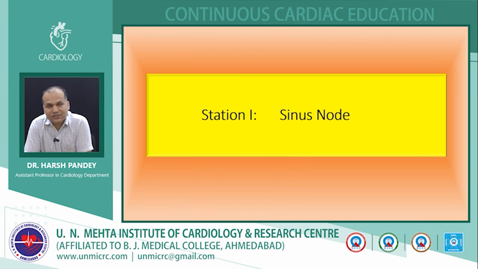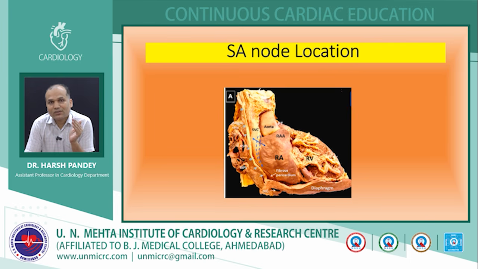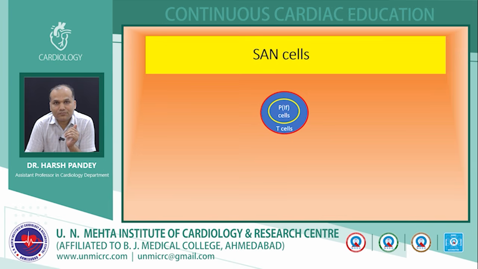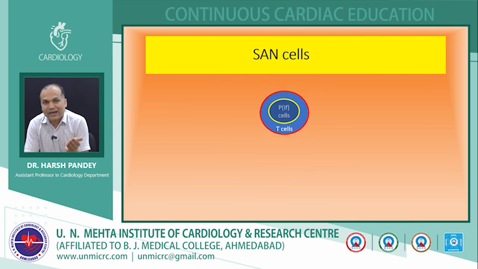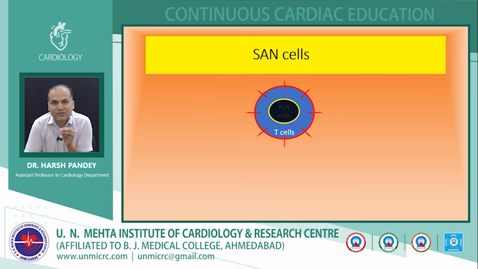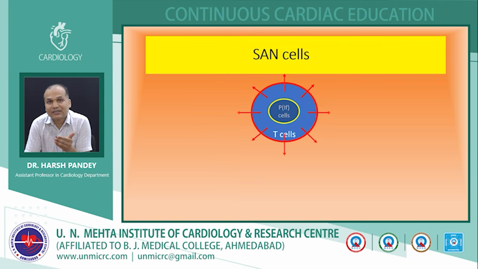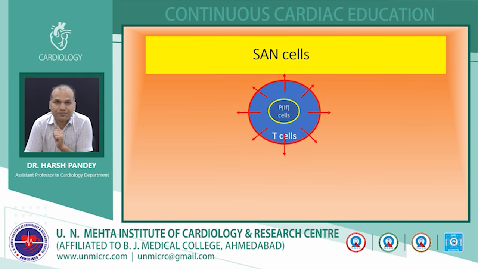After this discussion of the basic talk, we will go to each station. The first station is the sinus node. The sinus node lies at the SVC-RA junction. It is a subepicardial structure situated in the posterior part of the right atrium. It has two kinds of cells: one is known as the P cell, another as the T cell. The P cell will form the impulse, and through the T cells the impulse will travel from the sinus node towards all of the atrial cells. So the P cell generates the impulse and the T cell transmits the signal toward the atrium.